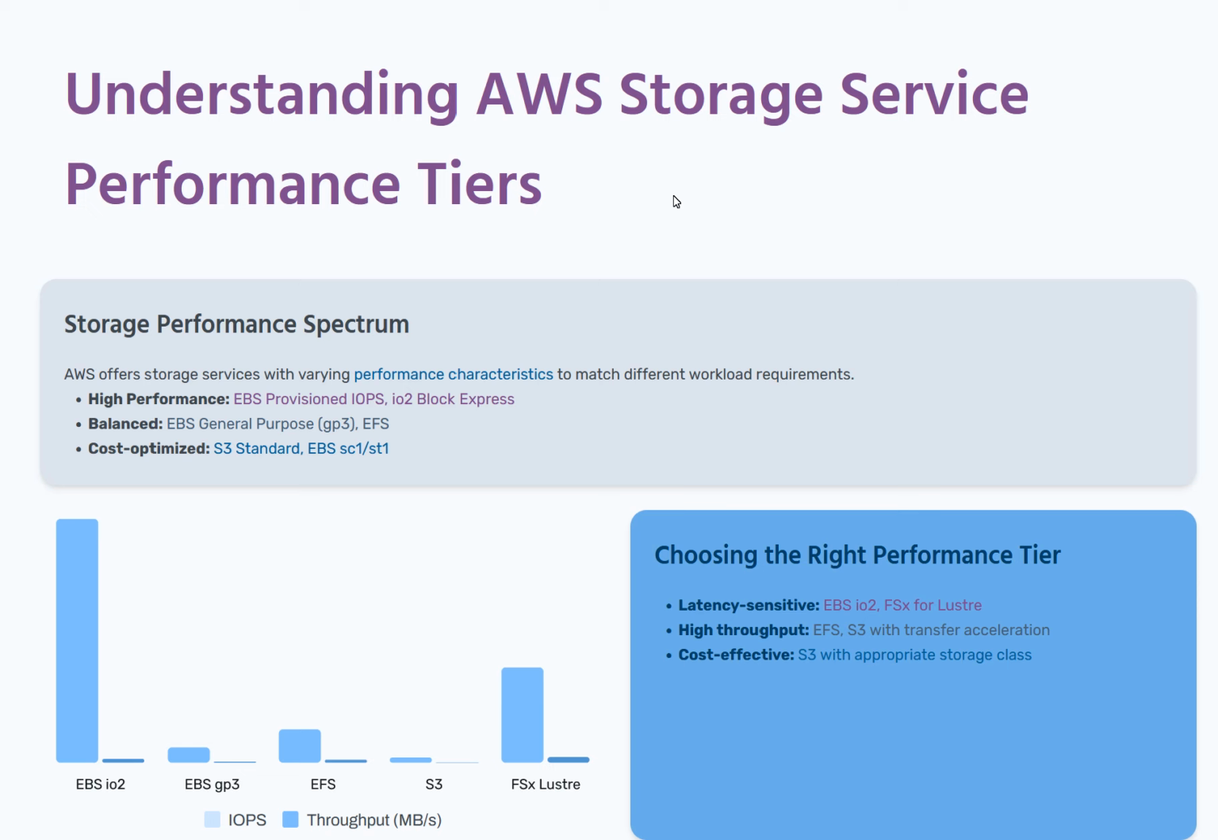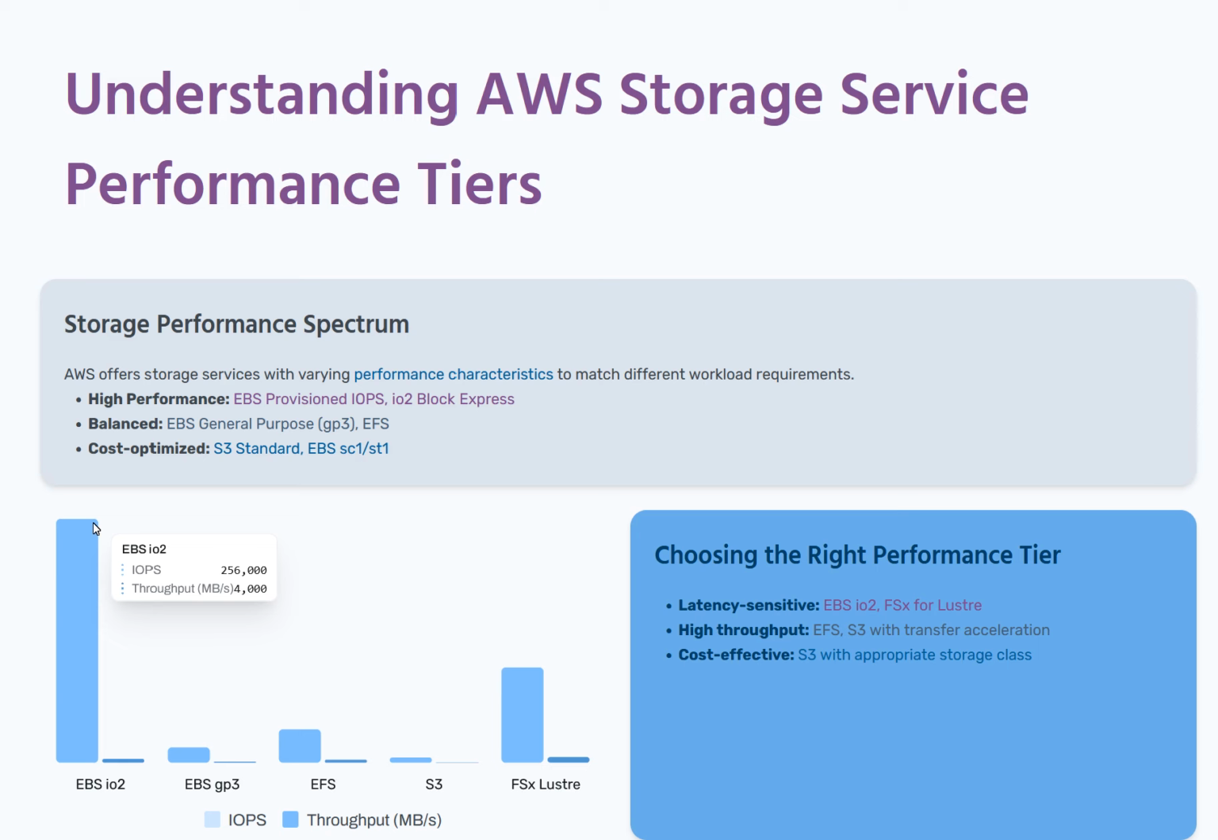Windows type of a network file system, and then high throughput EFS, a Linux based file system, or S3 with transfer acceleration. You can use the S3 transfer acceleration facility. And if you need something cost effective, then S3 with the appropriate storage class, right? It gives you sort of an idea.